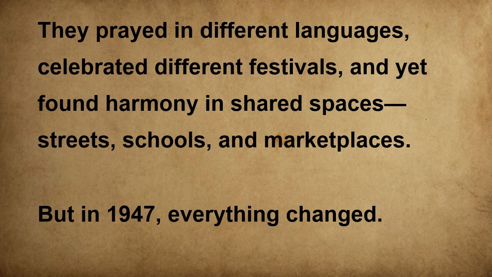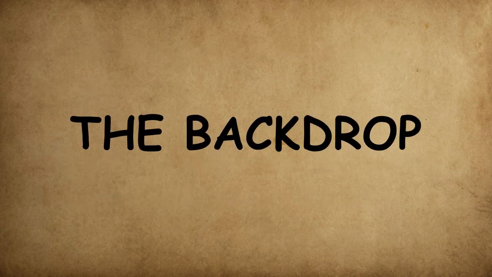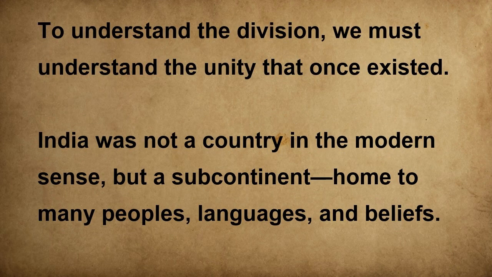But in 1947, everything changed. A new line was drawn. A new nation was born. One country became two. This is how India and Pakistan were divided. Part 1. The backdrop. To understand the division, we must understand the unity that once existed.